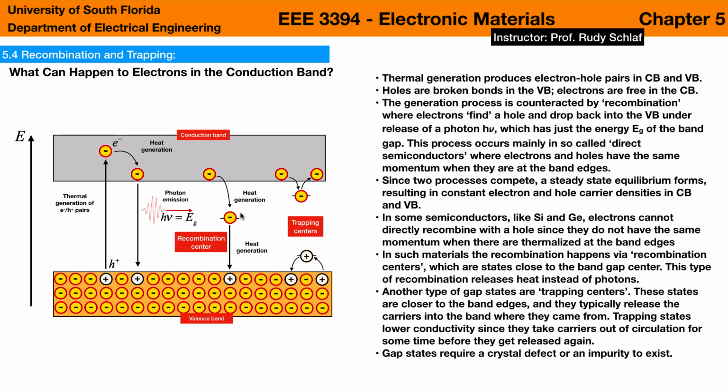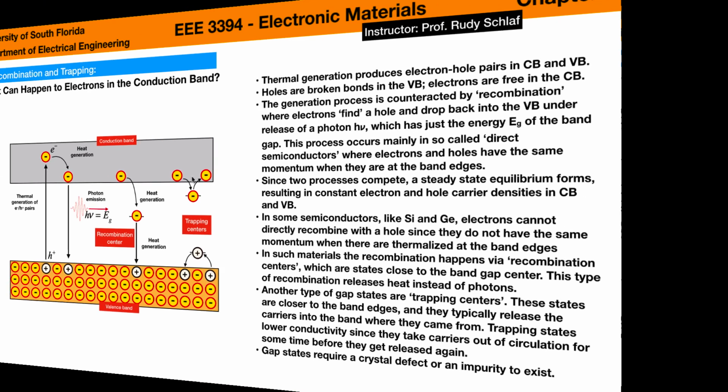In addition to recombination centers, there are also so-called trapping centers. These are also states generated by impurities or defects, but they are a little bit closer to the band edges. And these states, you can imagine them as a parking space for electrons or holes, where these carriers get captured, and then after a little while they get released back into their band through thermal excitation. And such trapping states lead to a reduced conductivity because they affect the mobility and the number of charge carriers that are in the conduction or valence band.